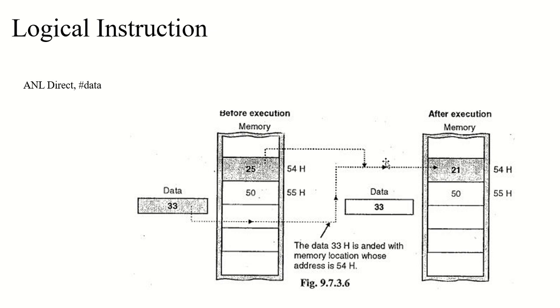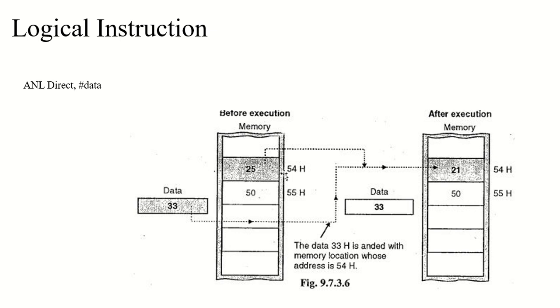The example we took here is ANL 54h comma hashtag 33h. What immediate data did we take? 33h. So here we have 33h. Now what memory location did we specify? 54h. So we will check what data we have in 54h. We have 25h.